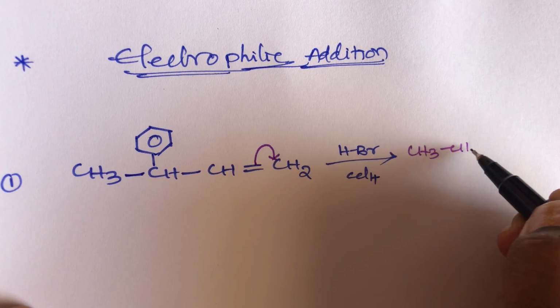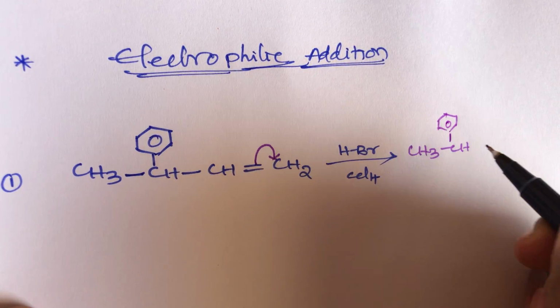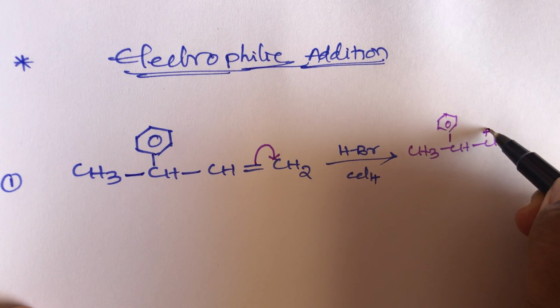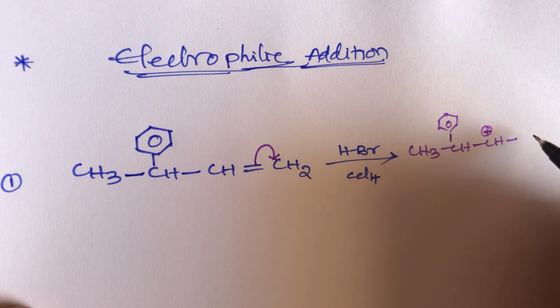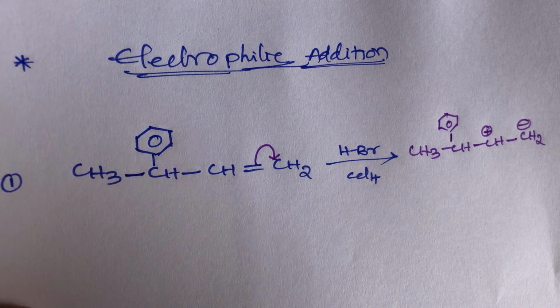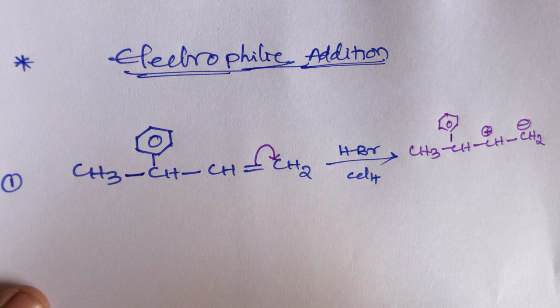So what happened? CH3 CH, then phenyl group, then CH. This carbon gets a positive charge and this carbon gets a negative charge. This carbon gets a positive charge and this carbon gets a negative charge. This bond always shifts towards the right hand side only.